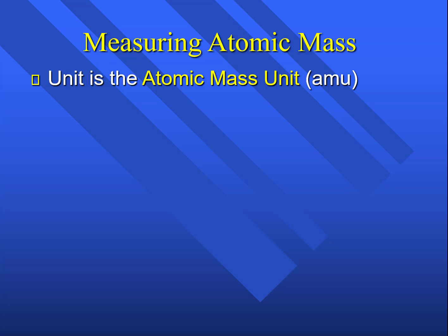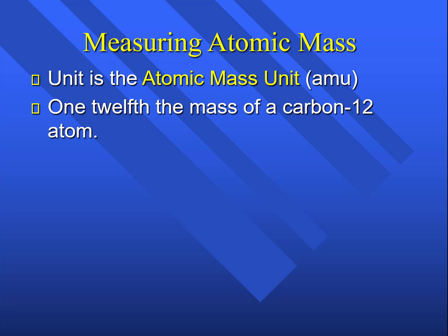So they had to pick something that they wanted to use as a unit. And they were very specific about what they picked. They picked 1/12 the mass of a carbon-12 atom. So you take a carbon-12 atom, take its mass, and divide it by 12. And that's 1 AMU.